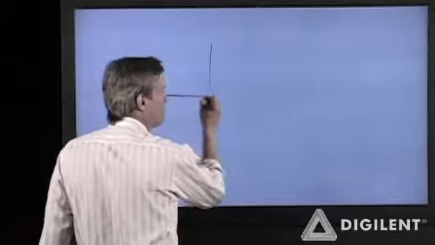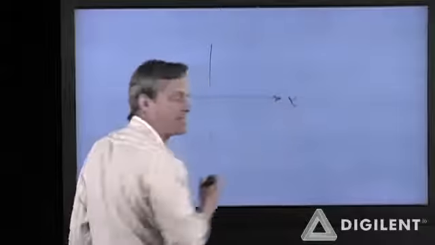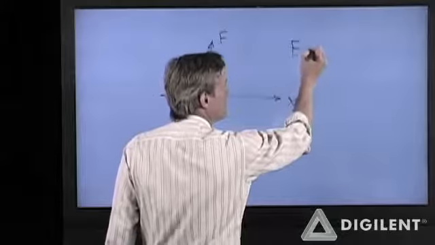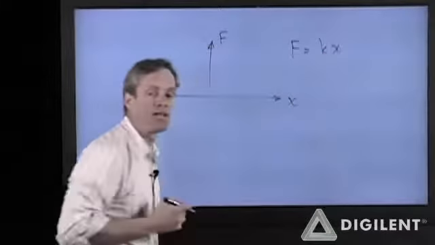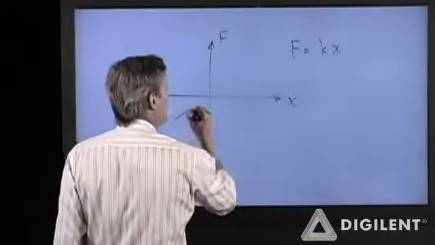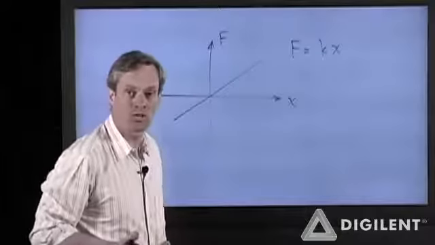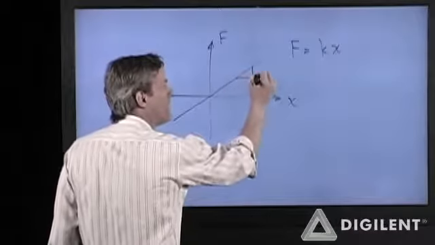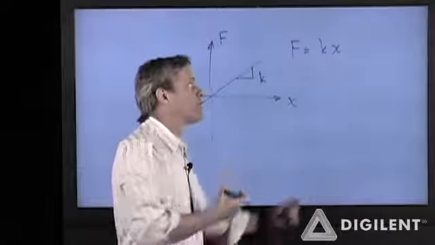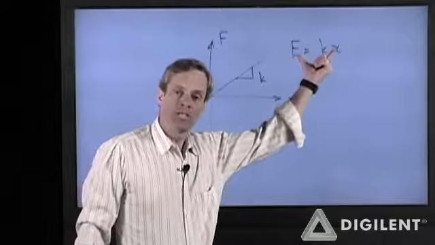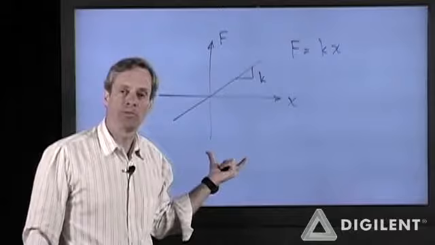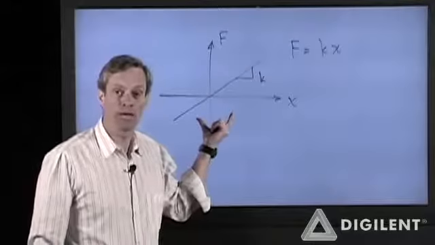If I plot the force versus displacement, where x is displacement and F is force, Hooke's law tells me that F is equal to k times x, where k is the spring rate of the spring. That's a linear relationship. If I plot these two things, I get a straight line. The slope of this line is the spring rate k. So, for a linear system, all the governing relationships between dependent variables have to be linear. If I plot one dependent variable against another, I will end up with a straight line.